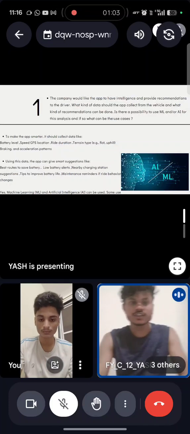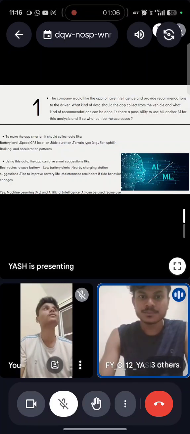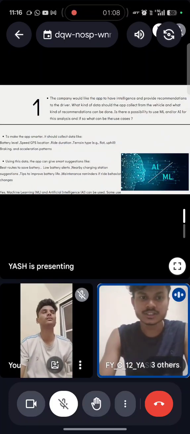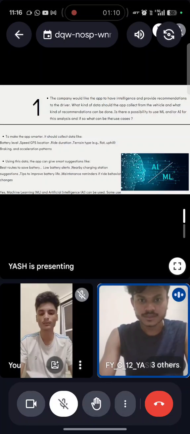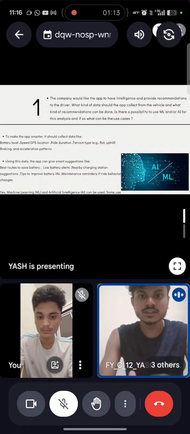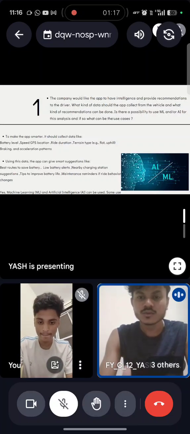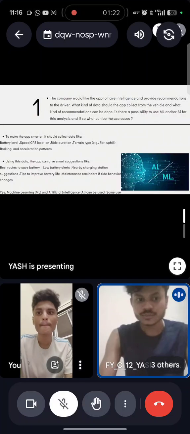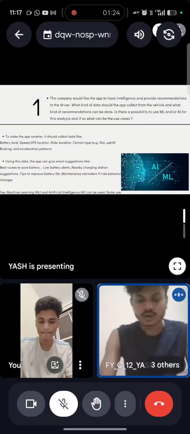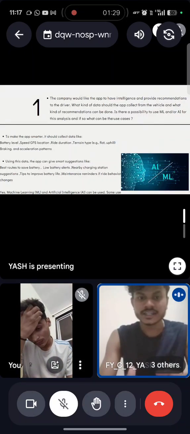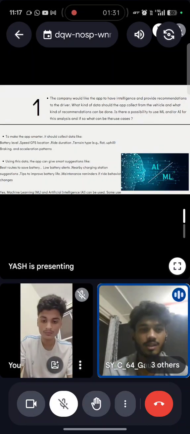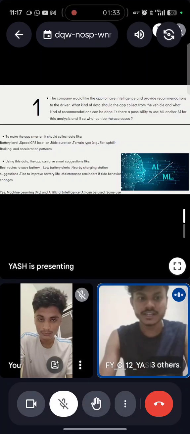So the first question is that the company would like the app to be intelligent and provide recommendations to the driver. So basically, with the intelligence provided by the company to the driver, what kind of data should the app collect from the vehicles? We are using ML and AI algorithms for this. So what are the precautions that will be taken in the format of GPS locations, ride durations, vehicle types, and braking systems? So this is the collecting of data, in the saving of battery.